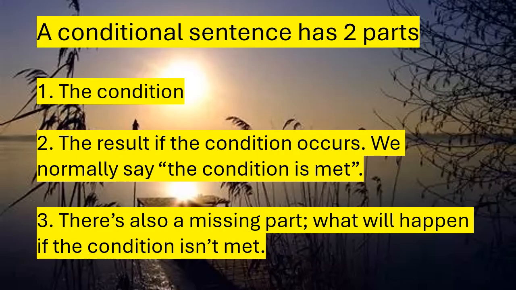A conditional sentence has two parts. Firstly, the condition, and secondly, the result if the condition occurs. We normally say the condition is met. There's also a third part which is missing, which is what will happen if the condition isn't met.